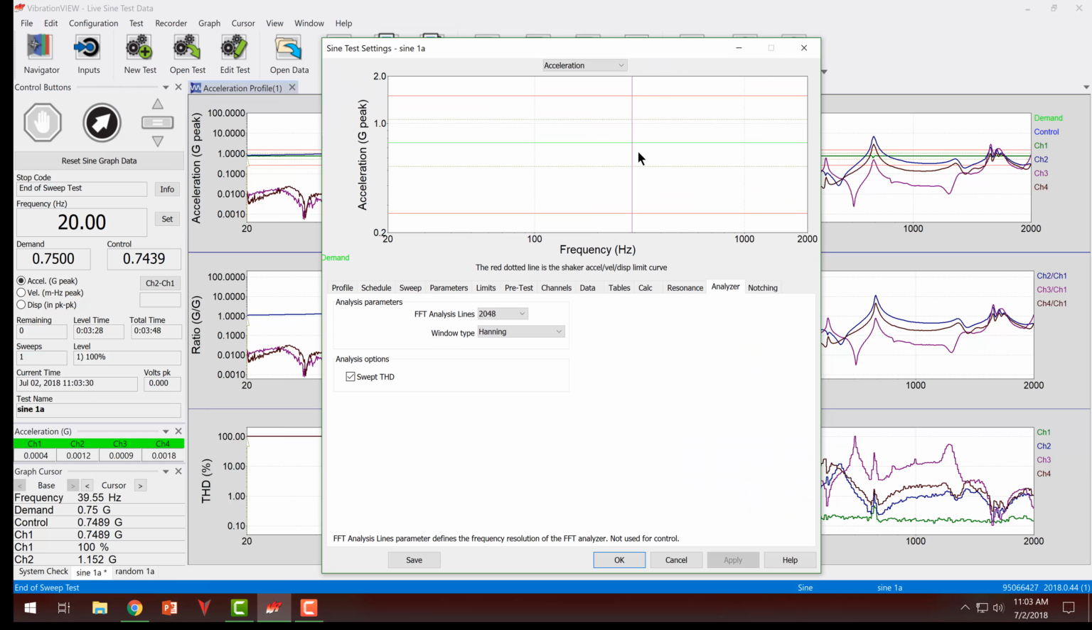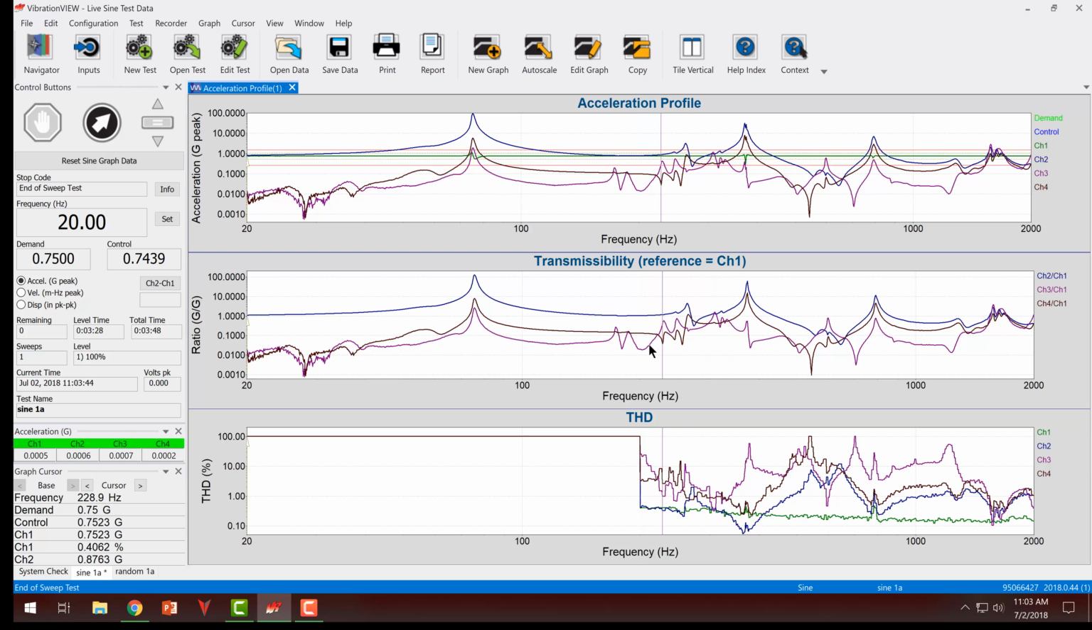So what we want to do is increase those FFT lines. Let's bring them to as large as we have available, 32,768. And if we apply that and run this test, we're going to see that the THD is going to be valuable across the rest of the spectrum.